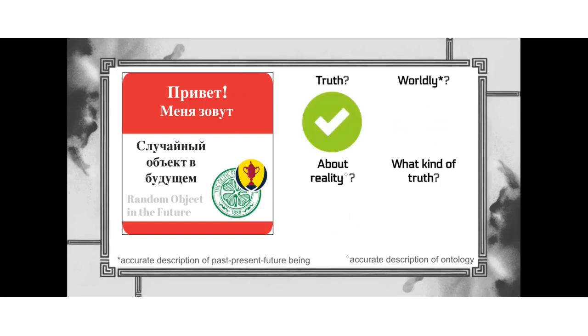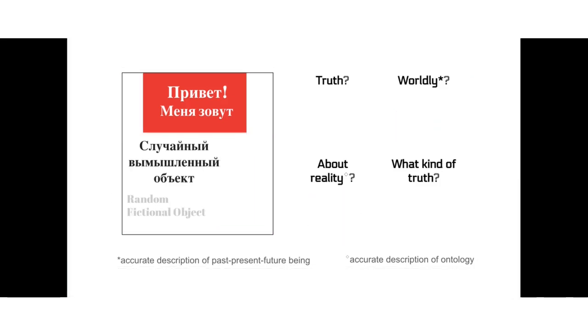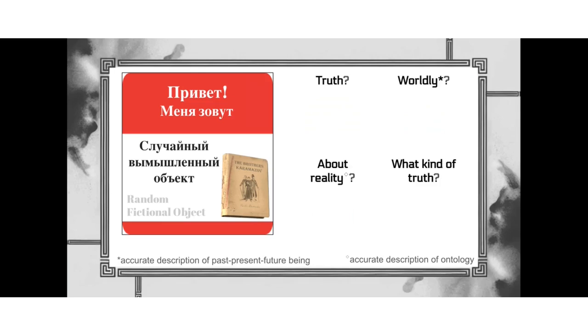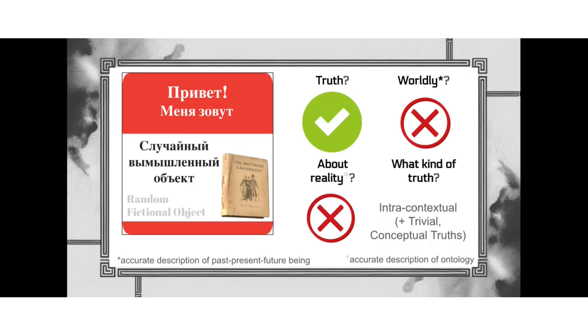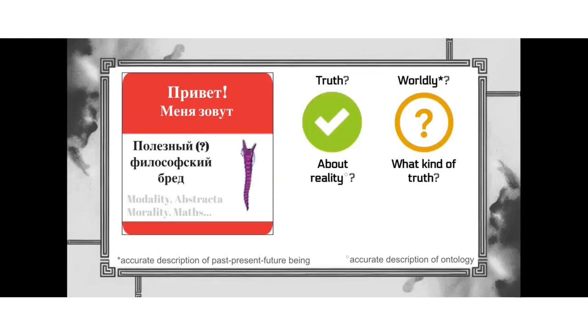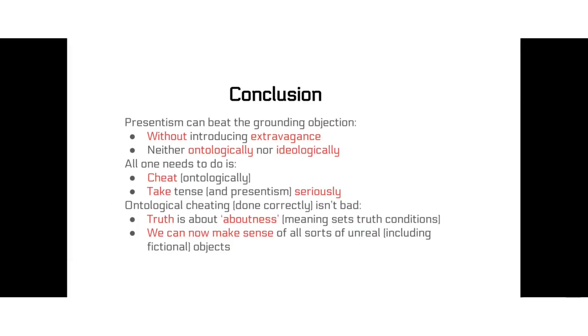Celtic winning the cup, hopefully that happens today. True. Worldly, maybe, who knows if that's in the future. About reality, no, it hasn't happened yet. Future existential. Now this is the juicy stuff. Fictional objects, true. Worldly, definitely not. Reality, definitely not. So what kind of truth? Well, maybe an intercontextual truth: this happens in scene 1, act 1, that's true. Or conceptual truths: this guy is a man, yeah, he's defined as a man in the book. Modality, abstracta, math, all this philosophical nonsense. Maybe it's worldly, maybe it's real. Who knows? But we will be able to get truth out of it somehow.